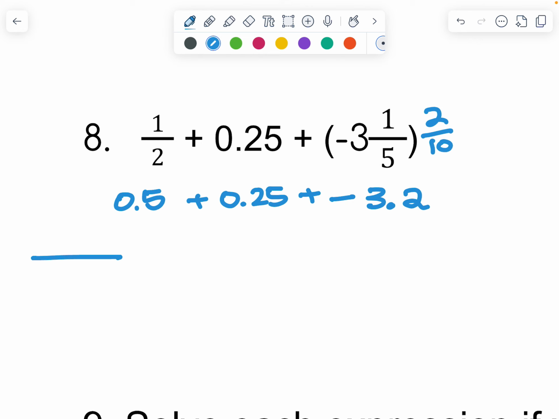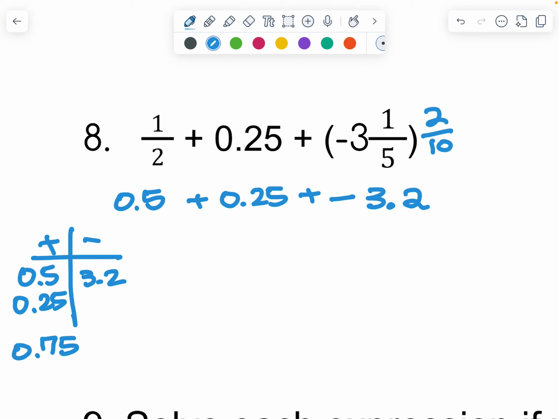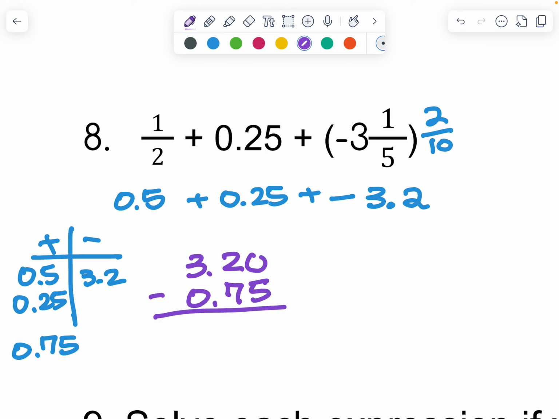All right, now I'm going to do a little scoreboard. I have 0.5 in the positives, 0.25, and a negative 3.2. Who's going to win? The negatives have more. So the positives have a total of 0.75, and the negatives have 3.2. So I'm going to find the difference between them. Here we go. 3.2, take away 0.75, and add a 0.